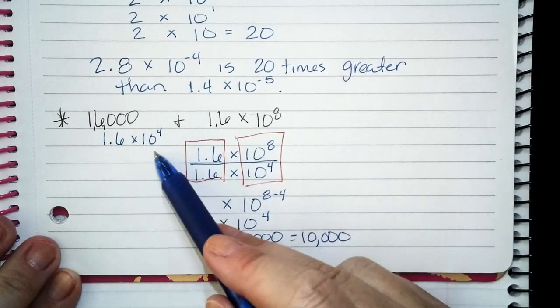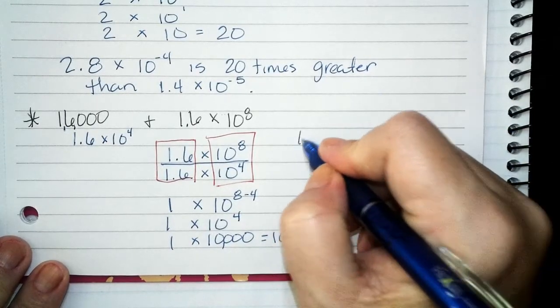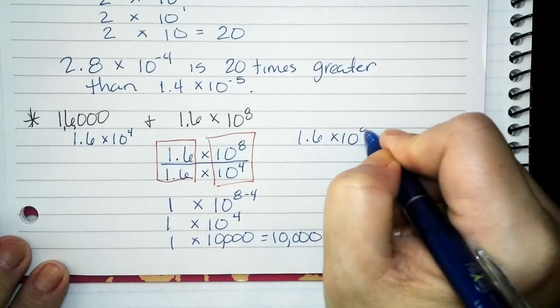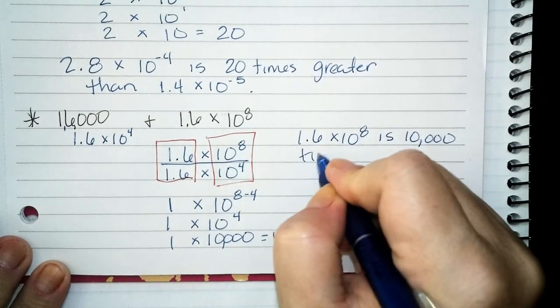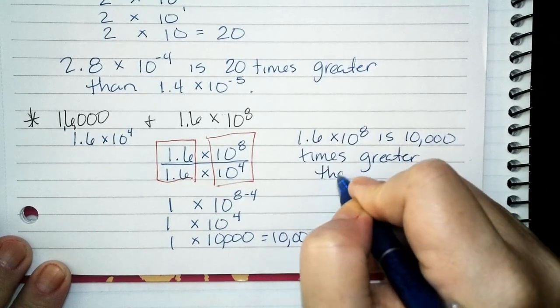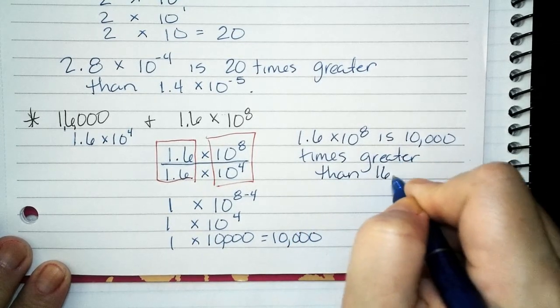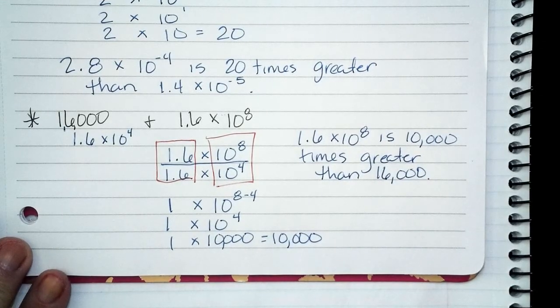You could say it that way, or you could use the scientific notation. So we would say 1.6 times 10 to the 8th power is 10,000 times greater than 16,000. Or you could say 1.6 times 10 to the fourth power. So hopefully this helps you. There was another one on the back we could quickly do if you need another example, or you could try it and see if you're ready.